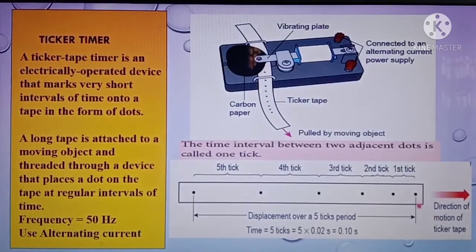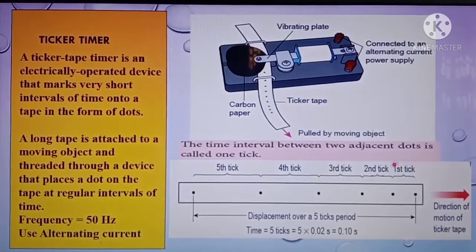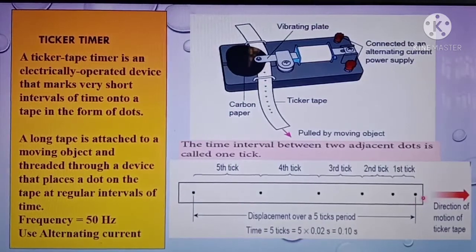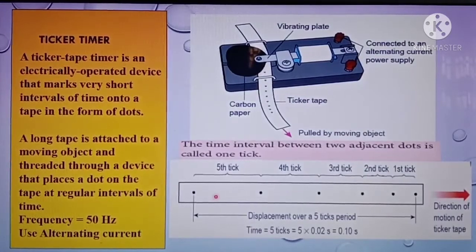Based on the direction of motion of the ticker tape, the direction is to the right, meaning the first dot on the right will be the first dot. That's why this one becomes the first tick, and this one is the last tick. Displacement over the 5 ticks period is from the first dot to the final dot. So this ticker tape consists of 5 ticks.